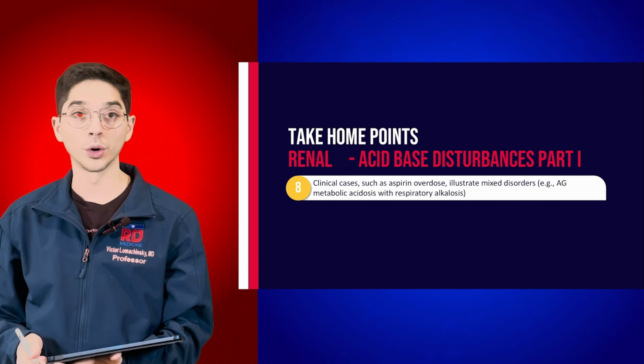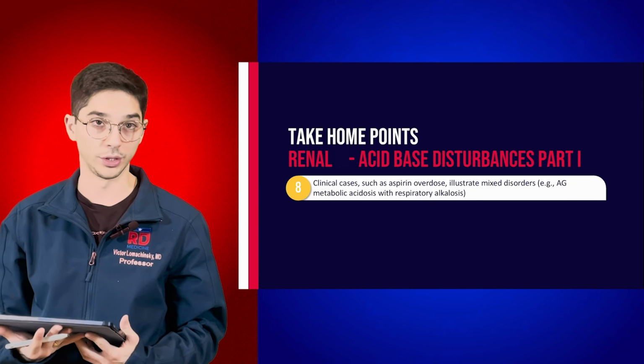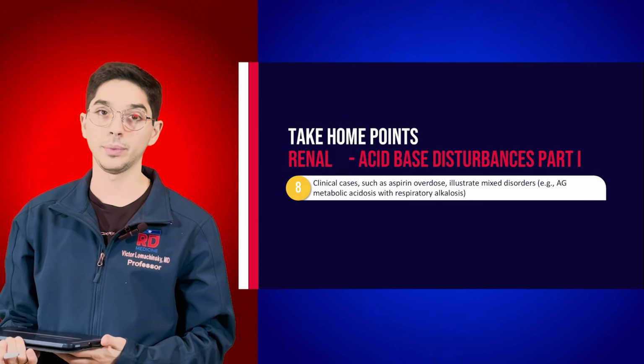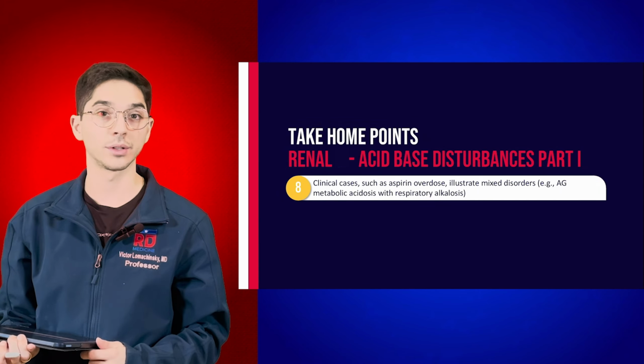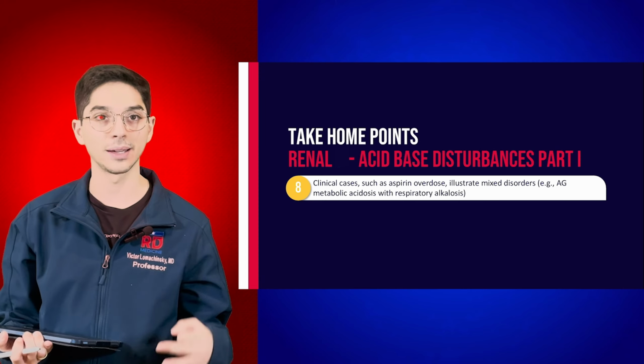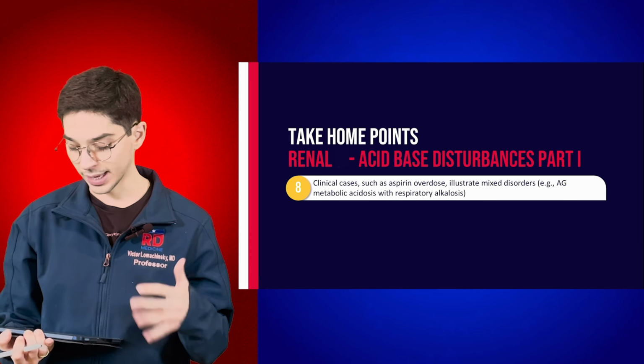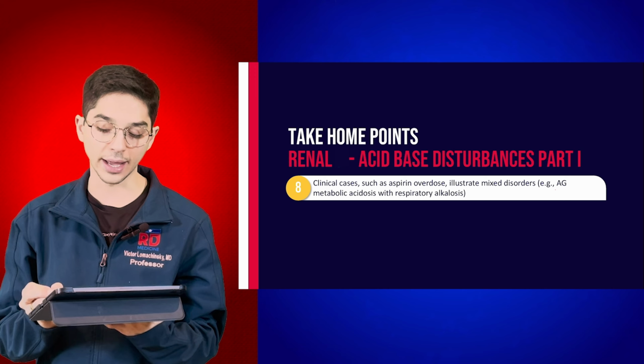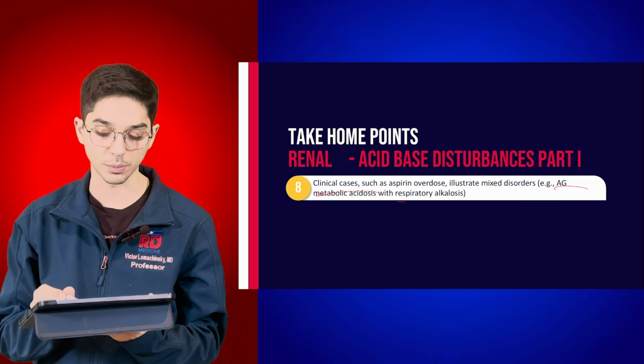There are a lot of important and classical clinical cases that are important to remember, and one of them is what happens whenever we have an aspirin overdose. Aspirin overdose is a classic mixed acidosis picture. It's mixed anion gap metabolic acidosis with respiratory alkalosis.